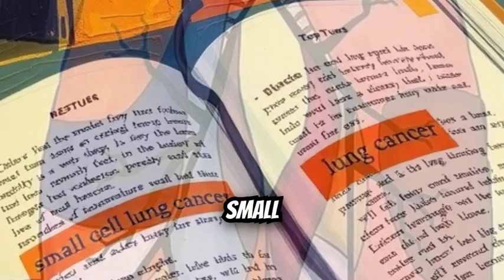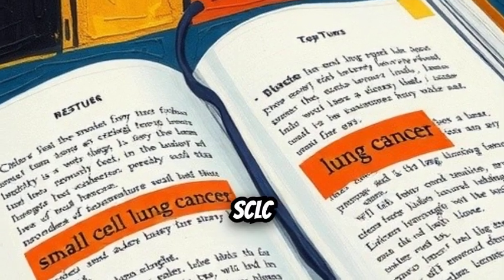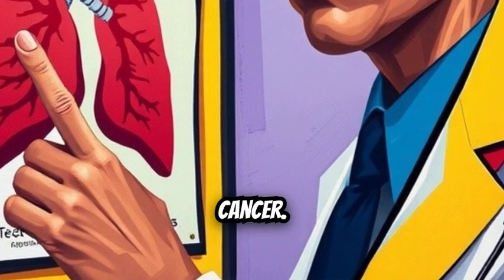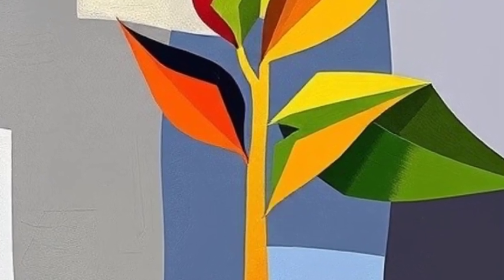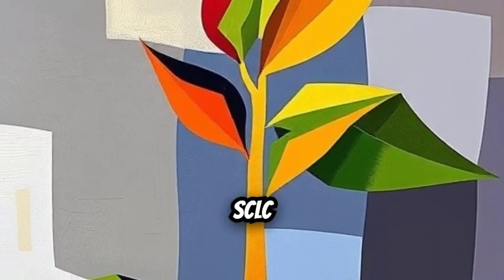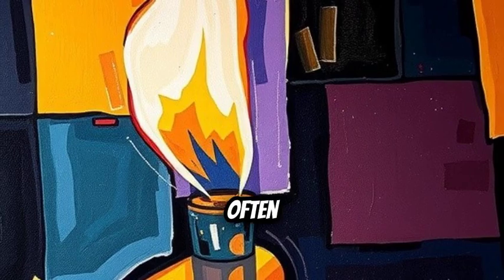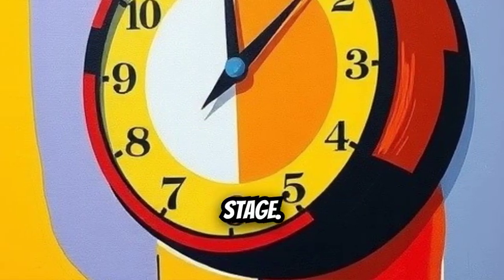lung. Small cell lung cancer, SCLC, is a rarer but more aggressive type of lung cancer. It tends to grow and spread quickly. SCLC is almost always associated with smoking and is often diagnosed at a later stage.